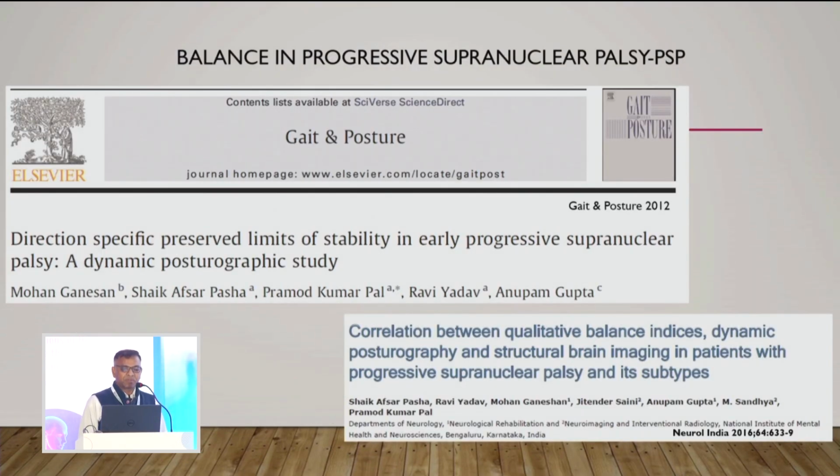So this is some of our work. I will not go into the details. This is some of our work with the PSP and gait training of the patients.